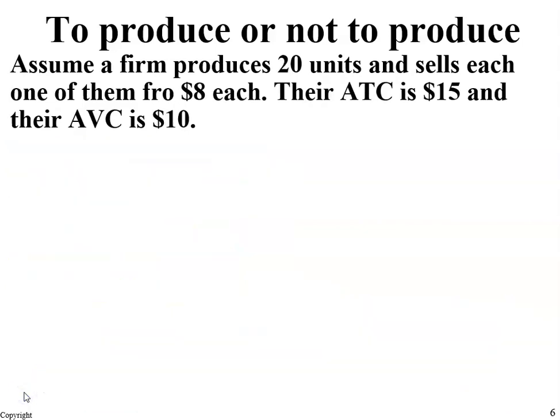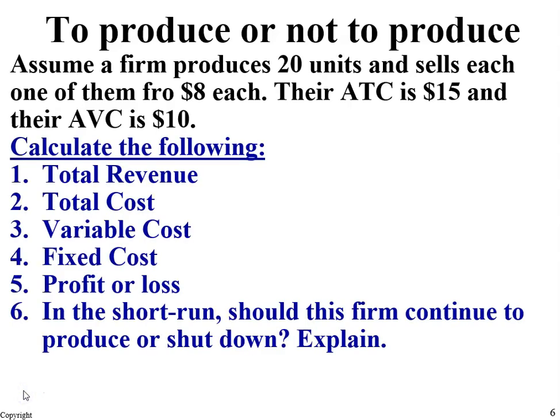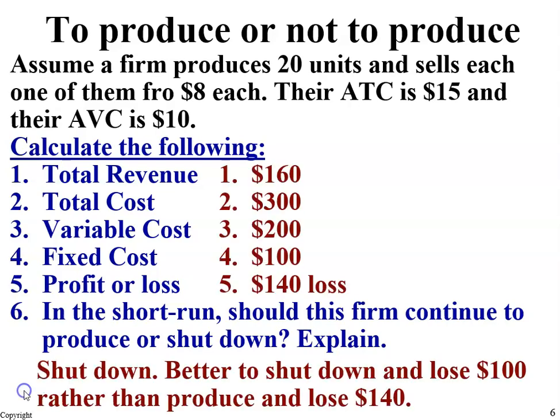Consider that a firm produces 20 units and sells each one of them for $8. ATC is 15 and AVC is 10. Pause the video and calculate the following. In this case, it would be better to shut down and lose $100 rather than produce and lose $140.